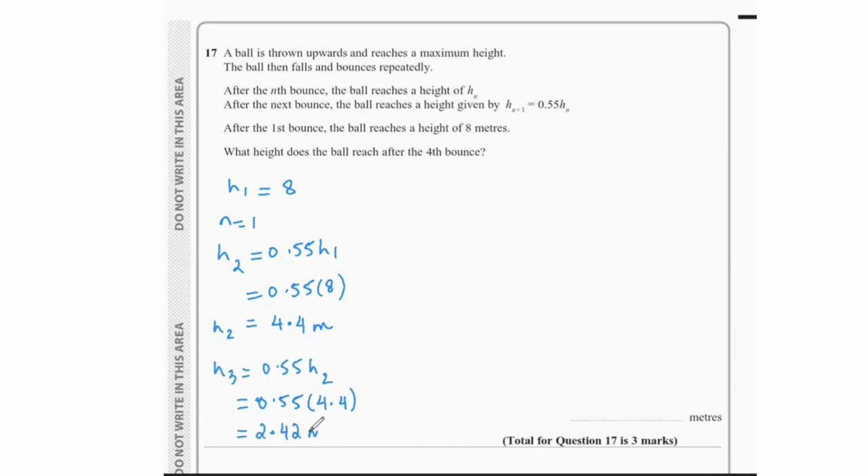2.42 meters. So similarly for h4, which is what they're asking us to find, the height after the fourth bounce, we multiply 0.55 with h3, and 0.55 times 2.42 will give us the value of 1.331 meters. That is your height for the ball after the fourth bounce.